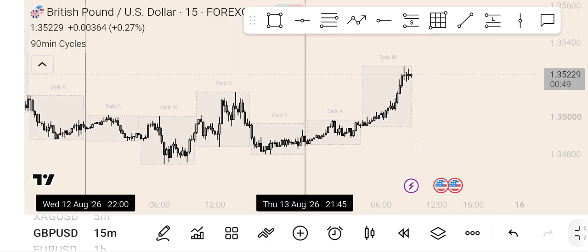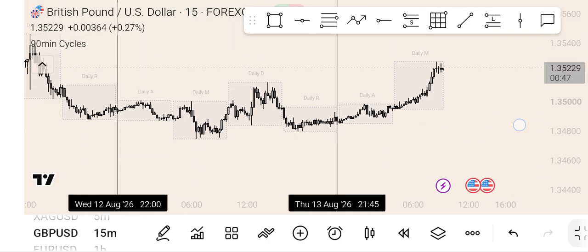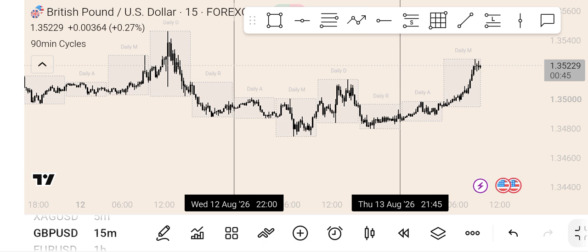So that's to tell you that it's not fixed. The behaviors are not fixed. You cannot say since it's Asia session it must accumulate, since it's New York session it must distribute. No. You have to read it.